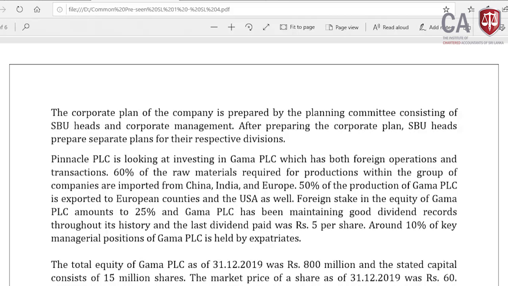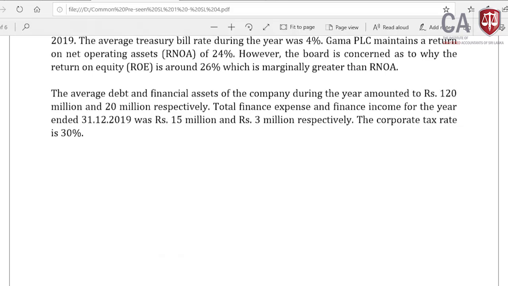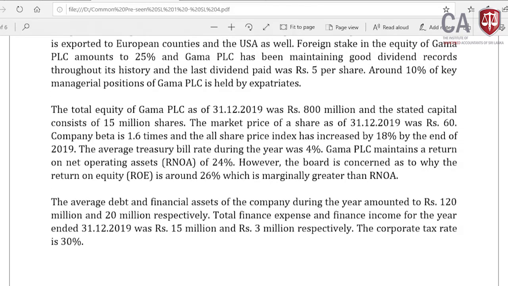Right, some more information on this Gamma company. Foreigners own 25%, then some of the foreign expatriates own 10%. The total equity of Gamma PLC as of 31st December 2019 was 800 million, and the stated capital consists of 15 million shares. The market price of the share as of 31st December 2019 was 60, the company beta is 1.6 times, and the all share price index has increased by 18% by the end of 2019.